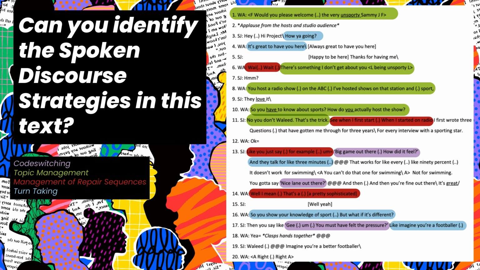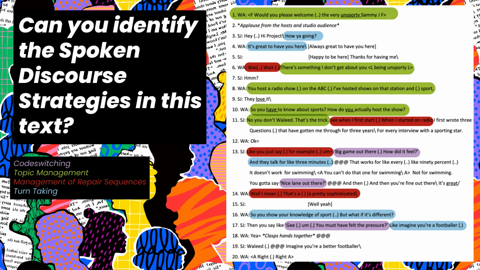In red, we have our management of repair sequences. We could talk about that false start in line 6 with wait. We could also talk about on line 13, the use of pausing and that voiced hesitation as repair sequences that allow Sammy J to build time for him to figure out exactly what language he's looking to use to make this point really clearly.